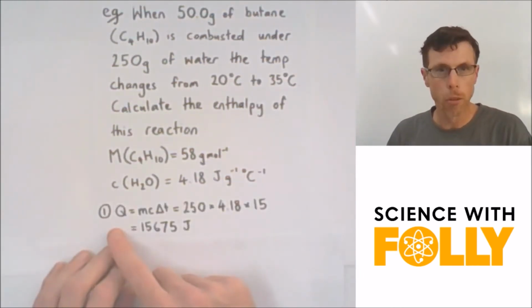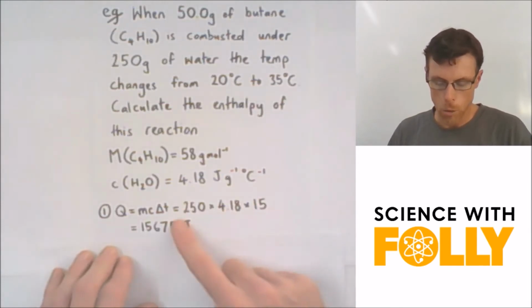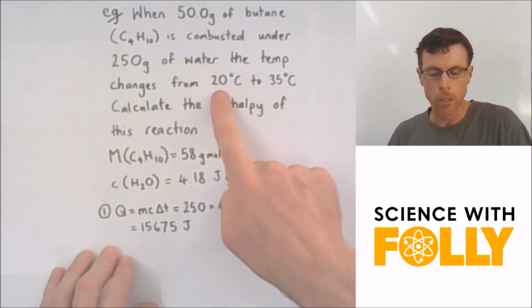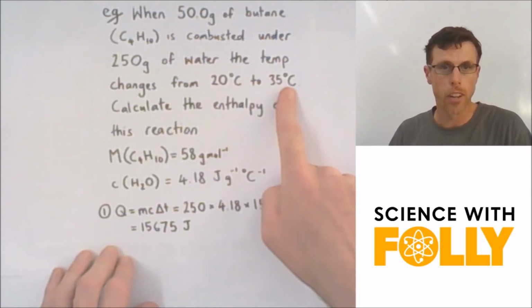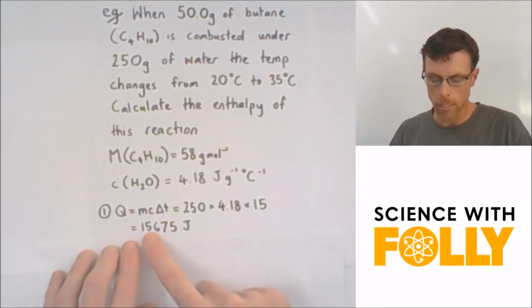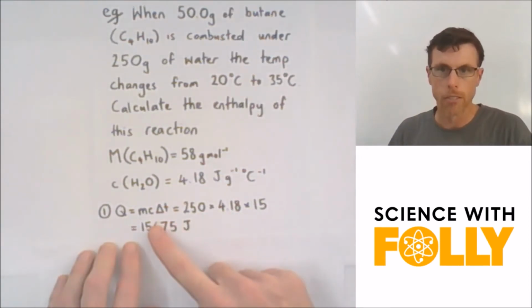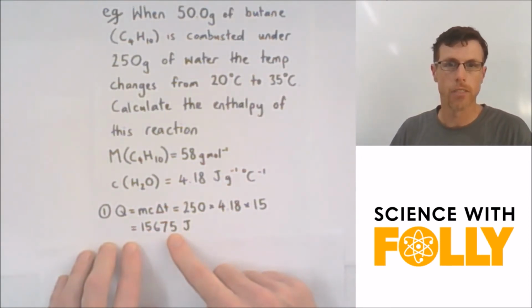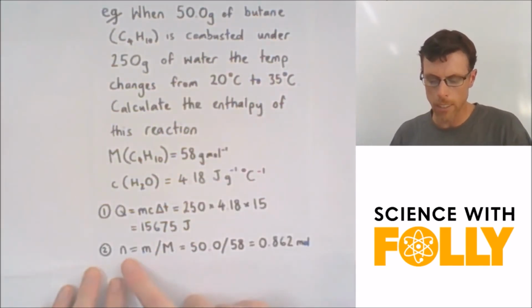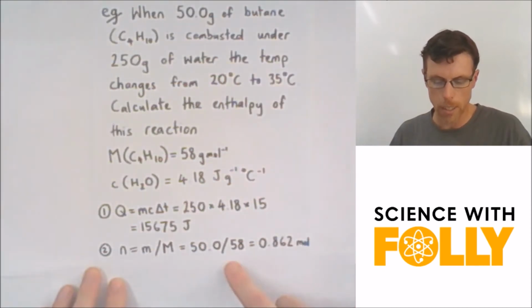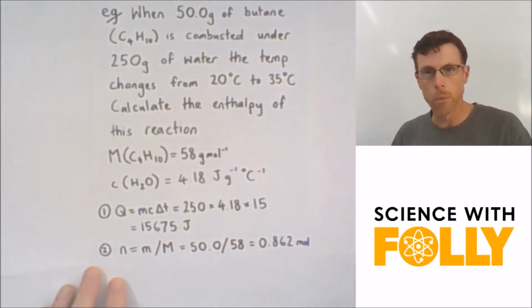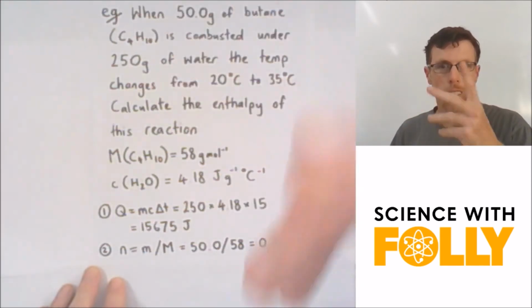So firstly, using our formula Q equals mcΔT, we go 250 grams times 4.18 times 15, which is our temperature change between 20 and 35. If it was a negative value, we'd have to put a negative there. And our final answer is 15,675 joules. Next, we calculate the number of moles of butane, in this case, mass divided by molar mass, 50 grams divided by 58, and that gives us 0.862 moles. That means we used 0.862 moles of butane to heat the water.